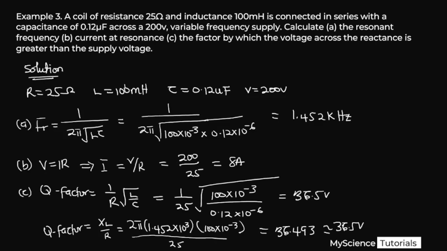So we see that the Q factor, no matter whether we use the direct formula or we use XL on R, or we find VL and divide it by just the voltage, which is 200 over here, we are still going to get the same answer for our Q factor.